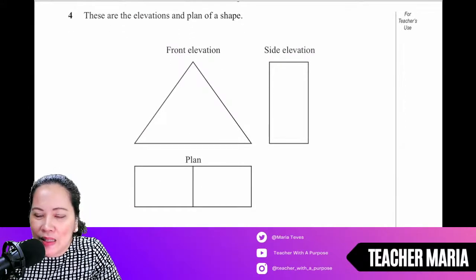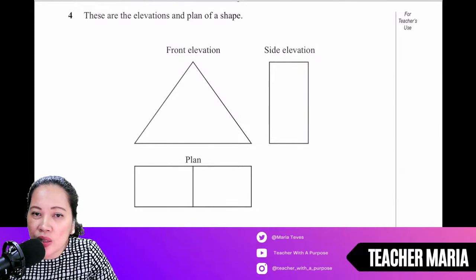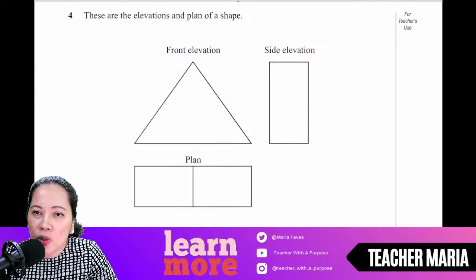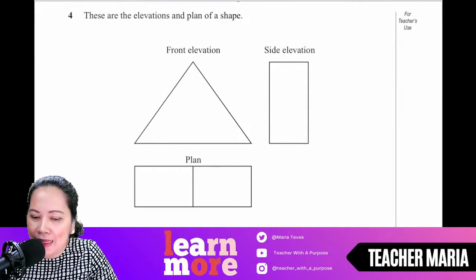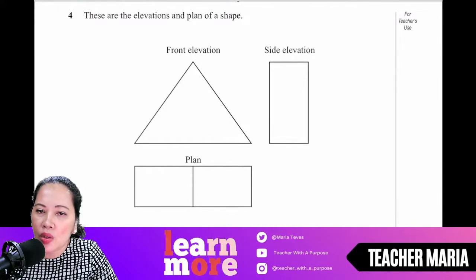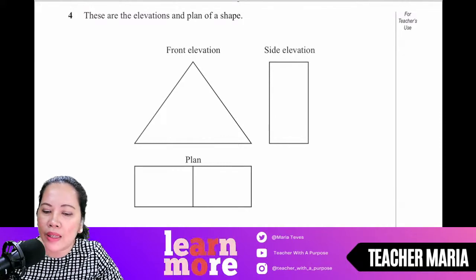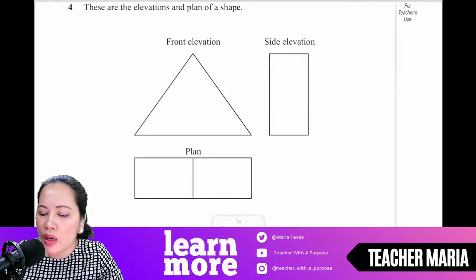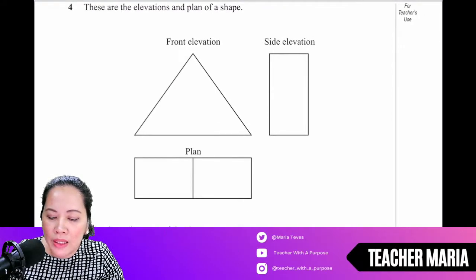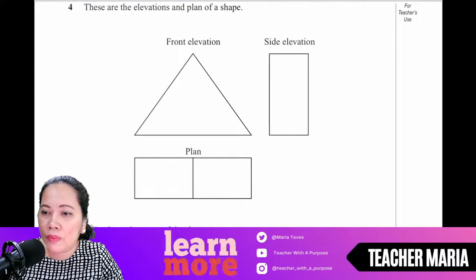Now this is net construction of shapes. Okay, this is under geometry. Here you are given your elevations and plan of a plane. You are asked to write down what is the name of the shape. Okay, you're asked to write down what is the name of the shape.